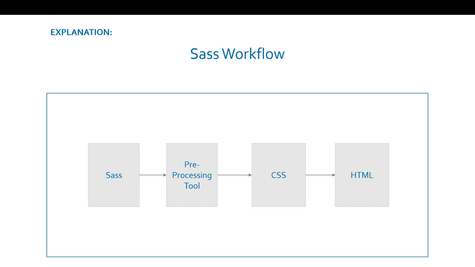Then what we do is that when we write our style in Sass, we use a preprocessor to convert that Sass to CSS, because our HTML does not work directly with Sass. Our HTML recognizes CSS. So whatever style we've written in Sass has to be converted to CSS. And once it is converted into CSS, then it can be used within our HTML file. So this is basically the Sass workflow. From the Sass, you process the Sass, you get your CSS, then you use your CSS in your HTML.